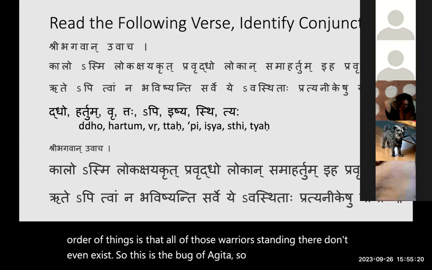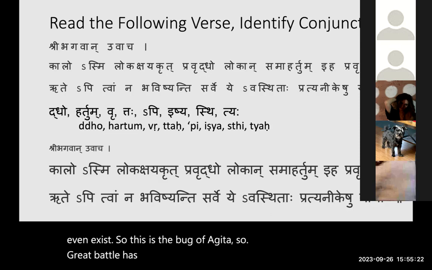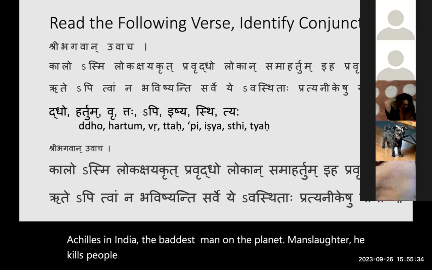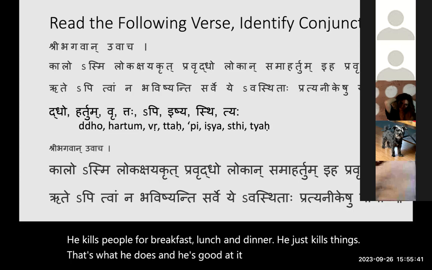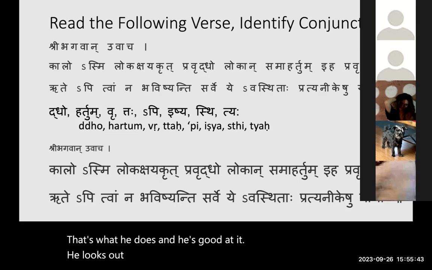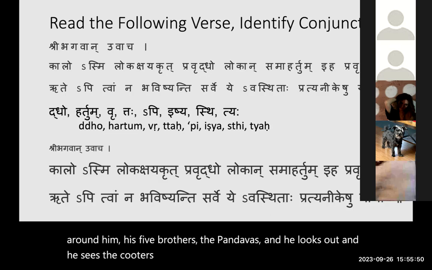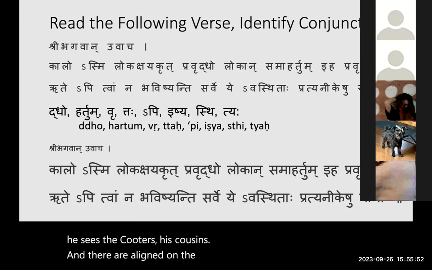So a great battle has commenced. And Arjuna, who is the equivalent of Achilles in India, the baddest ass man on the planet, manslaughterer. He kills people for breakfast, lunch, and dinner. He just kills things. That's what he does, and he's good at it. He looks out, and he sees all of his brothers and their armies around him. His 5 brothers, the Pandavas. And he looks out, and he sees the Kurus, his cousins, aligned on the other side of battle.